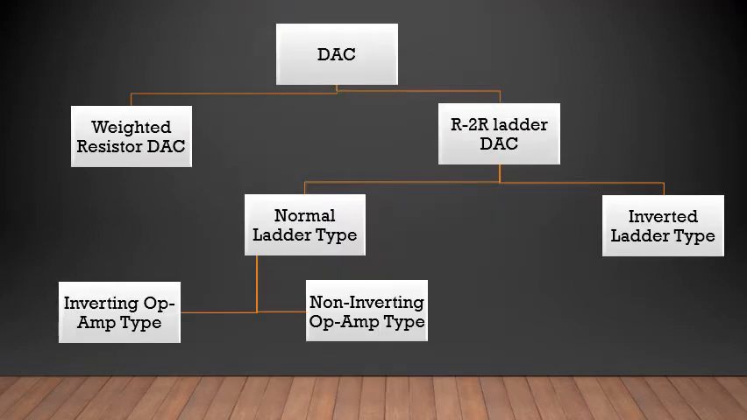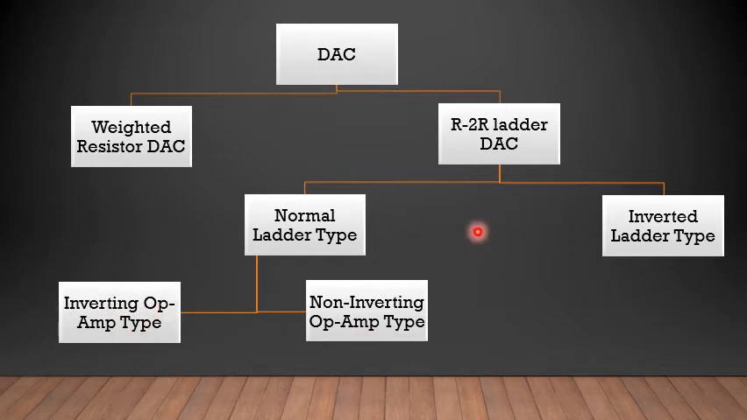Now we have come to the classification of digital to analog converter. As you can see, the digital to analog converter is divided into two parts. First one is weighted resistor digital to analog converter, and second one is R2R ladder digital to analog converter. Now R2R digital to analog converter is further divided into normal ladder type and inverted ladder type, and normal ladder type is further divided into inverting op amp type or non-inverting op amp type.